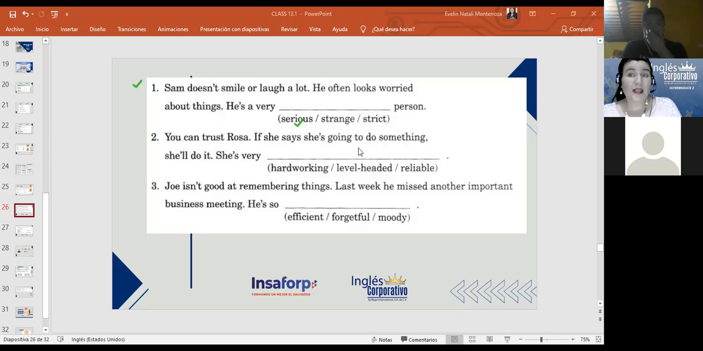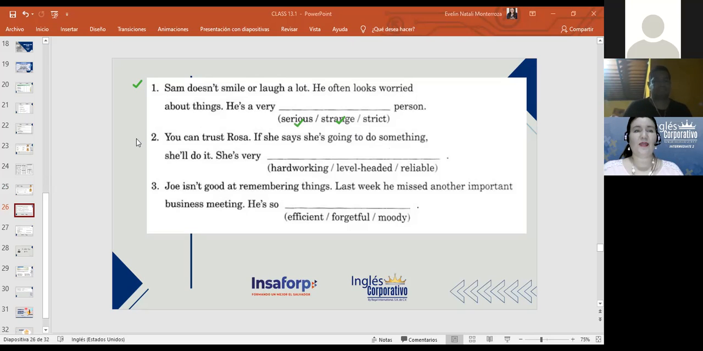He doesn't smile or laugh. He always looks worried about things. He's a very serious, it can be, but I will say, strange. He's a very strange person. Si nunca se ríe por nada y siempre está como preocupado, I think it's a very strange person. Or serious, right? Depending. The next one. Thank you very much, Julio.